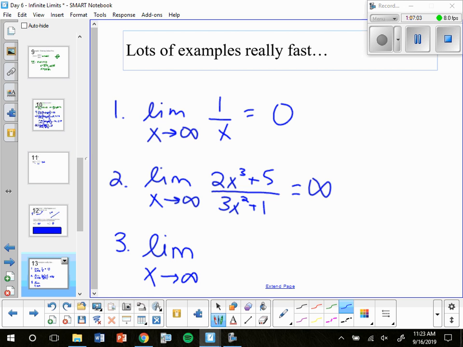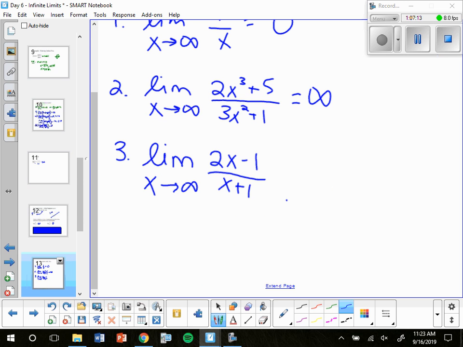Limit as x goes to infinity of 2x minus 1 over x plus 1. What's my numerator going to? Infinity. What's my denominator going to? Infinity. Which one is going faster? The top. How much faster? 2x. It is going twice as fast.